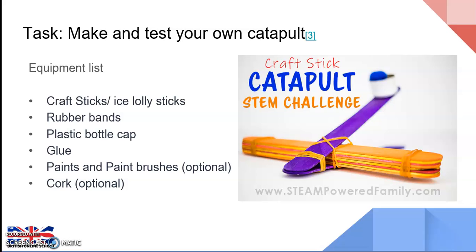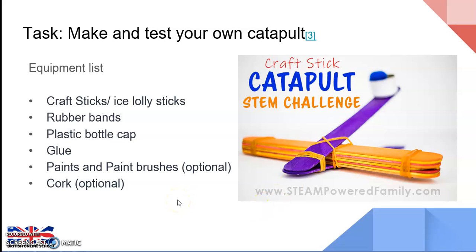We've got craft sticks or ice lolly sticks. Really any thin pieces of wood work for this. You could substitute with plastic sticks or anything similar that you have at home, as long as it's fairly strong and able to be joined together in a similar way to the one that you can see in this diagram.